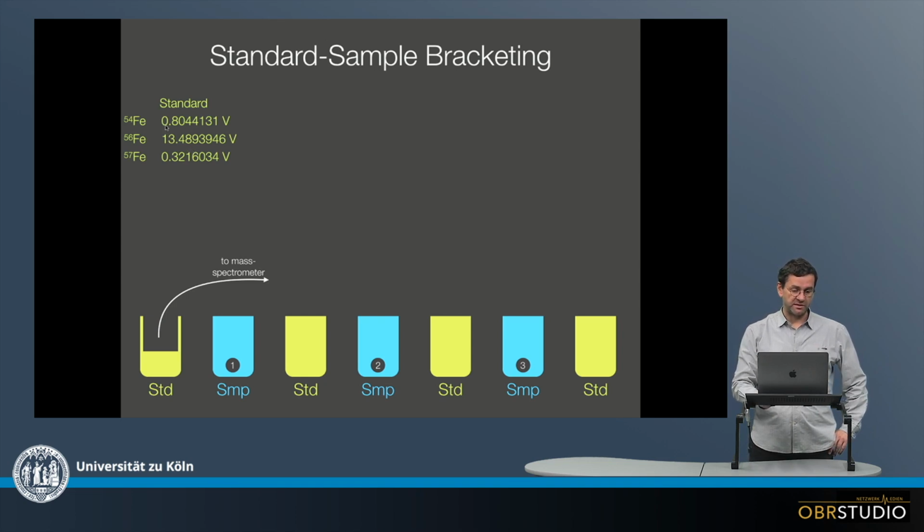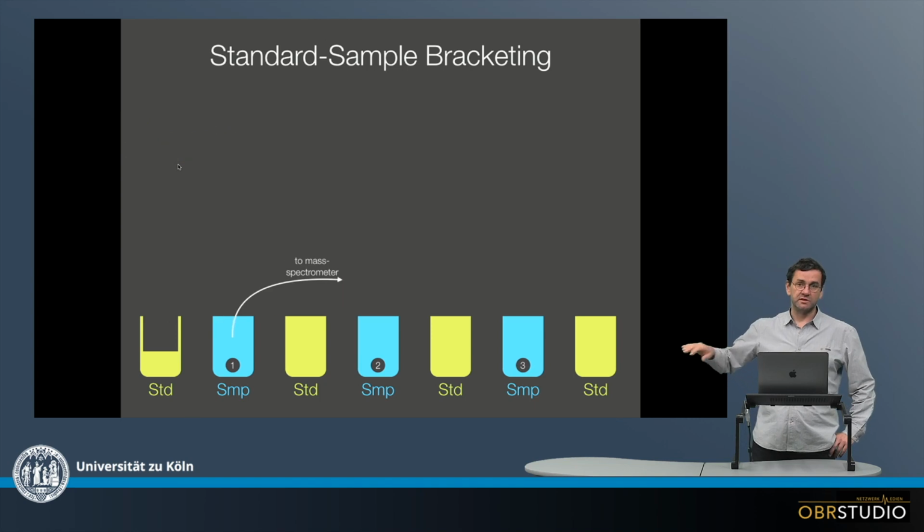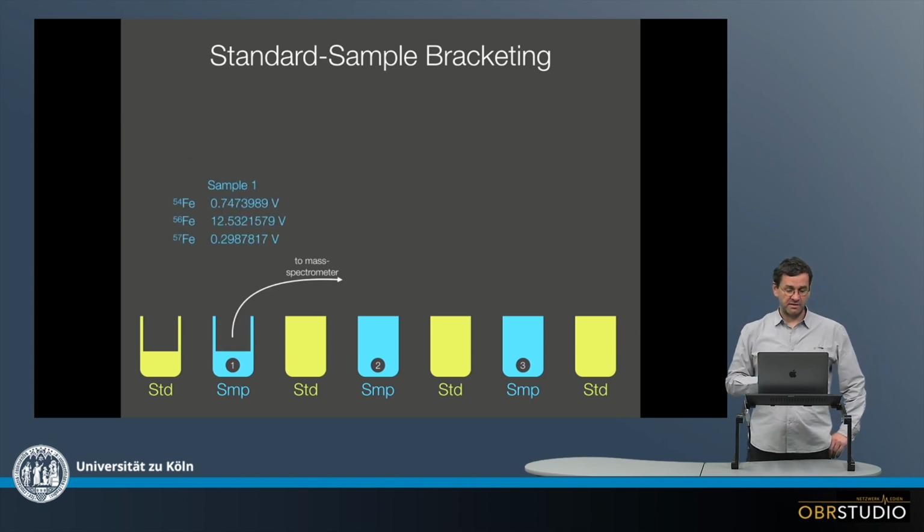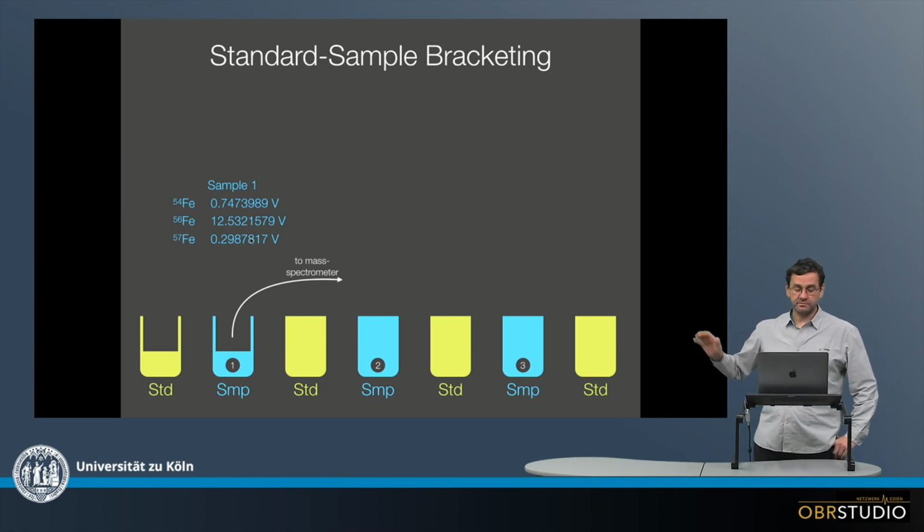So 54 iron is something like 0.8044131 volts. 56 iron is 13.4893946 volts, and so on. Then after this solution is sucked out and measured, the nozzle moves to, in this case, the first sample. And then there's the result of the first sample, where 54 iron has an intensity of 0.7473989 volts, 56 iron 12.53, and so on volts.